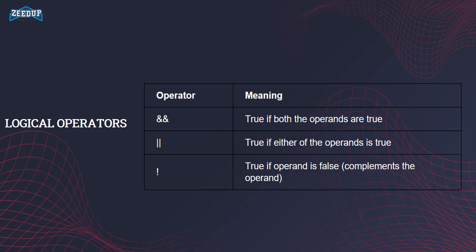That is, if both the operands either evaluate to true or hold a non-zero value. If two operands like 1 and 1, suppose we write 1 && 1, then it would give true because both of them have non-zero values.